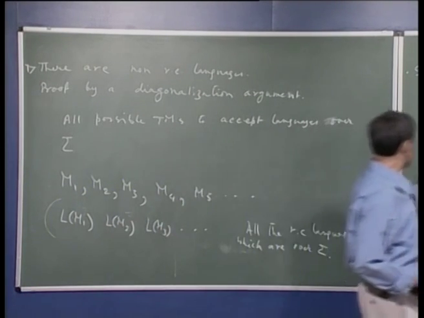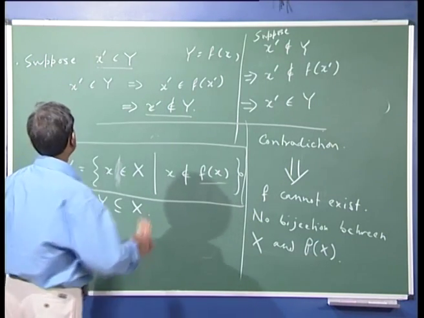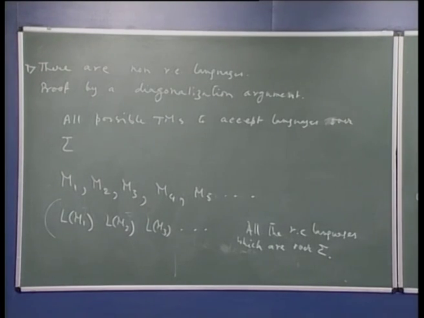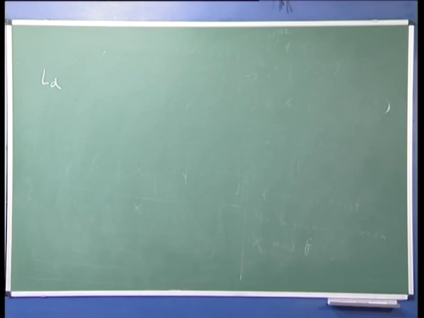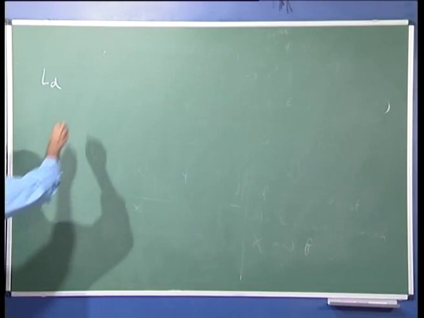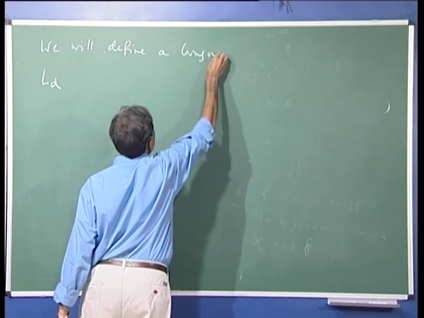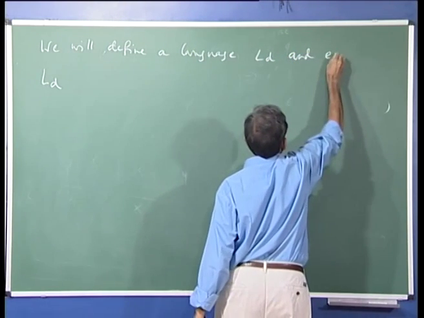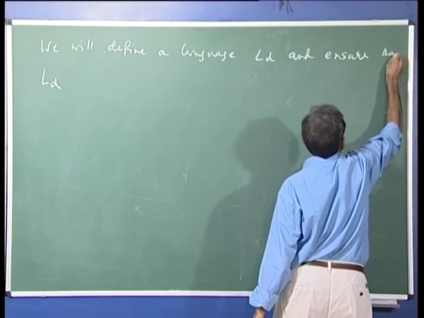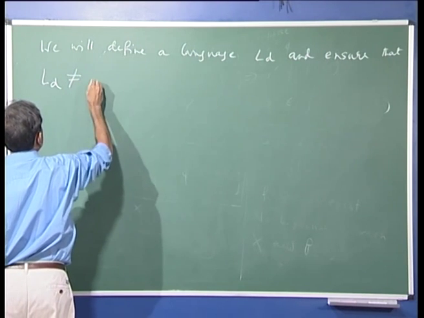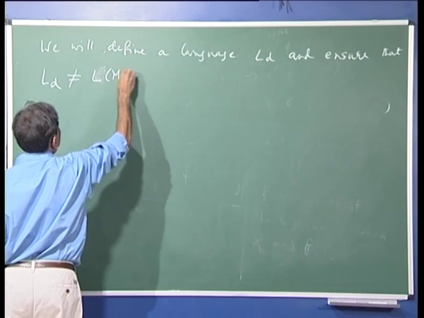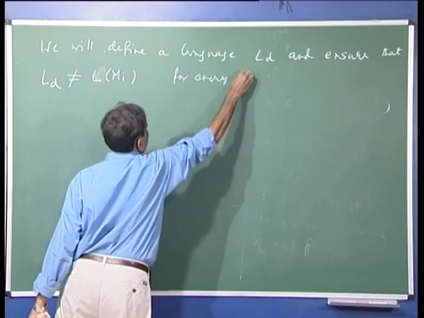Now, in the same style as the way we created a y here and made sure that y is different in some particular way, what we are going to do here is define a language, which we will call LD, such that LD is not LMI for any I. So, we will define a language LD and ensure that LD is not the same as LMI for every I, right?